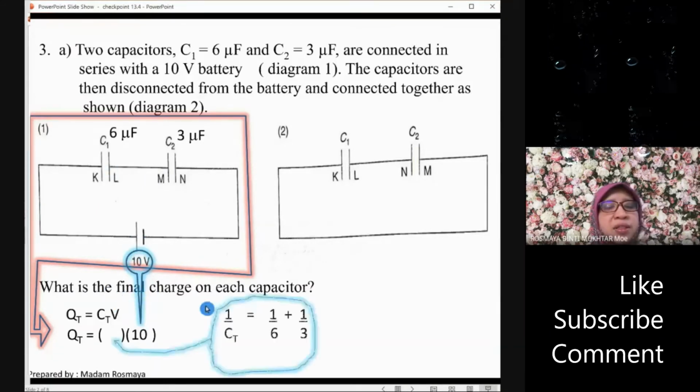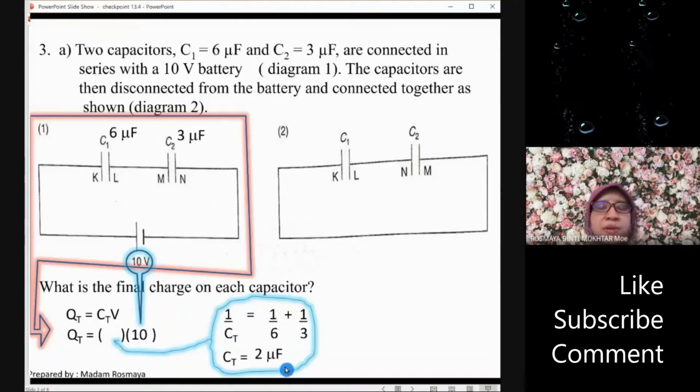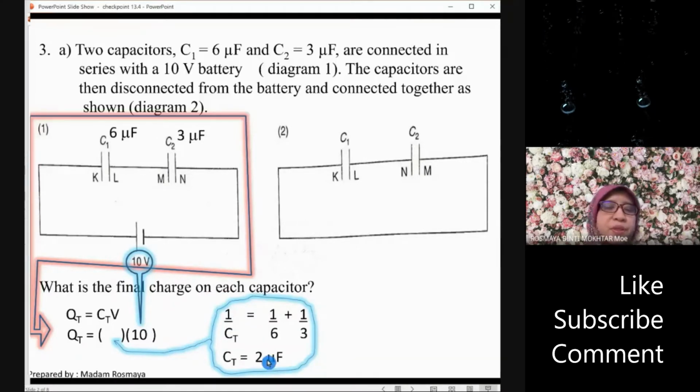So the total capacitance uses 1 per C equals 1 per 6 plus 1 per 3. No need to convert the unit because the final answer is also in micro. So the total capacitance is 2 microfarad. So you substitute 2 microfarad. No need to convert the unit because the final answer for Q will also be micro. So 10 times 2 will be 20.